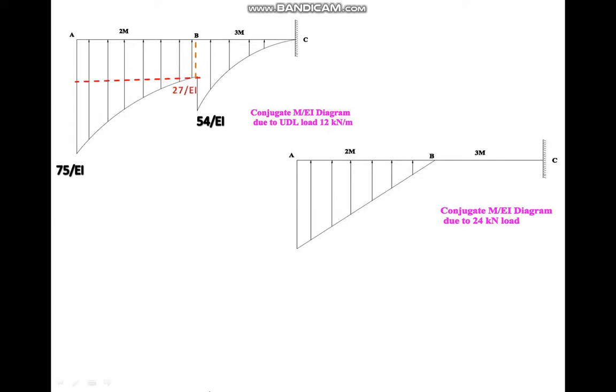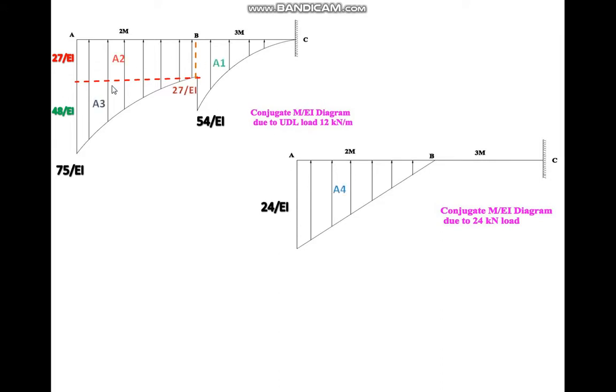Now separate the junction into regular components. Here this is a parabolic, this is a rectangular, and this is also a parabolic shape. The rectangular shape has height 27 by EI. The remaining height is 75 minus 27, which gives 48 by EI. Now, another diagram: the separate point load diagram. It is 48 divided by 2EI, which gives 24 by EI.